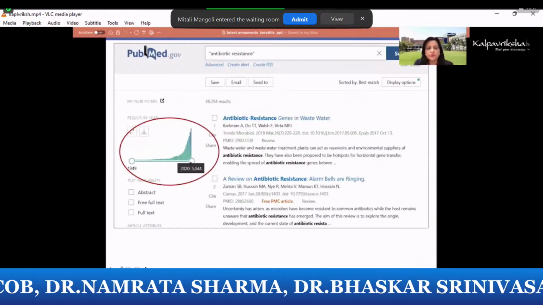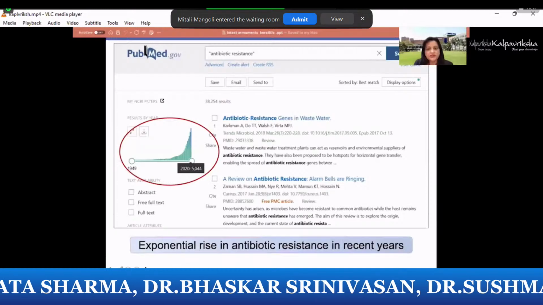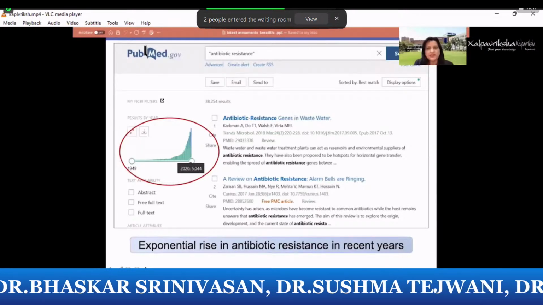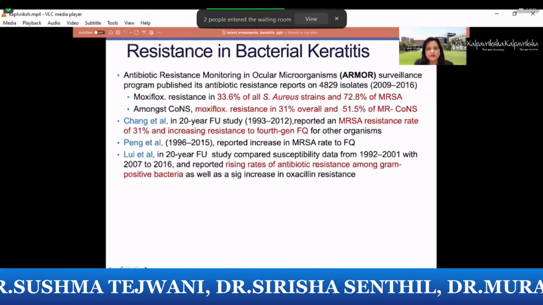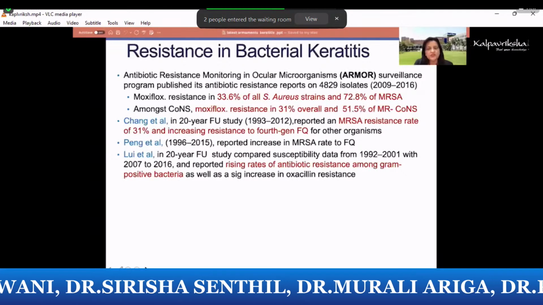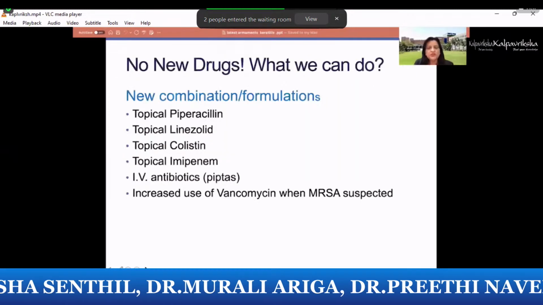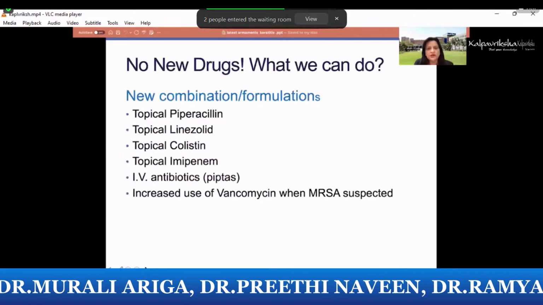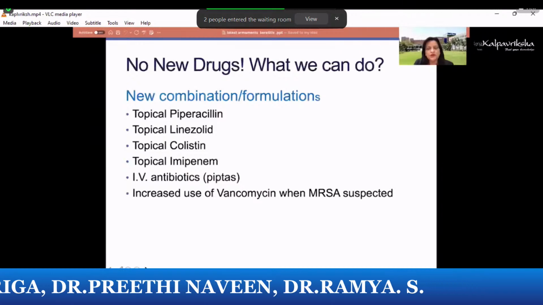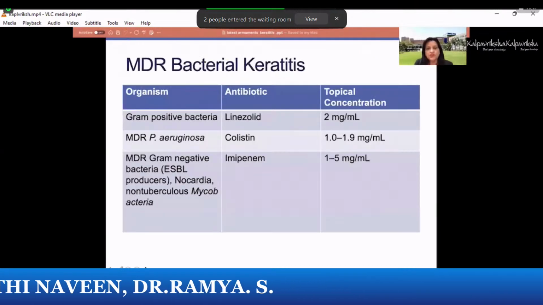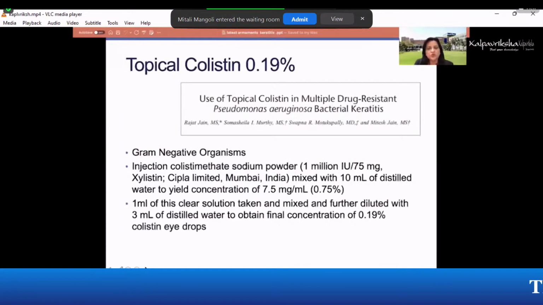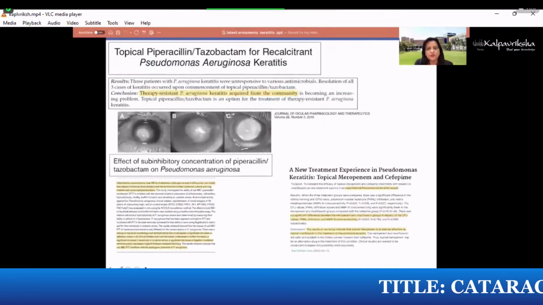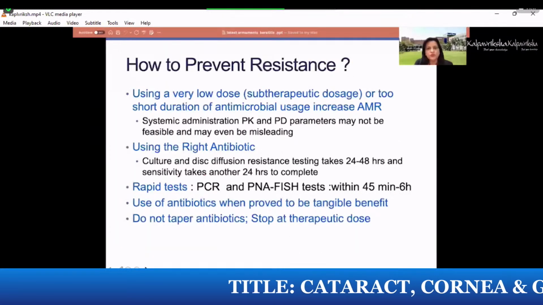Resistance, both topically and systemically, is rising exponentially in recent years. Our study has clearly shown that with fluoroquinolones, there is resistance in about 33% of the cases. So what we need to look at is new combinations and formulations and increased use of antibiotics which we were not using earlier. So linezolid, colistin, imipenem have been tried in anecdotal reports. This is a case which was tried with topical colistin, then with piperacillin and tazobactam for Pseudomonas keratitis.